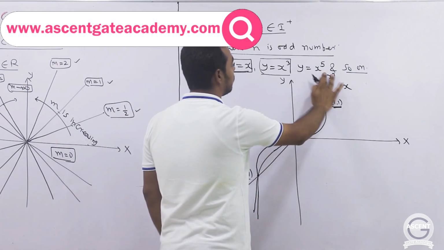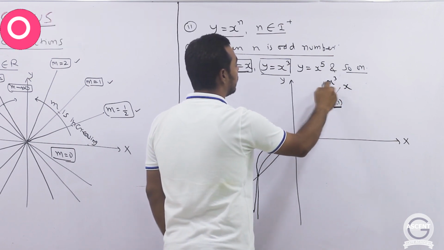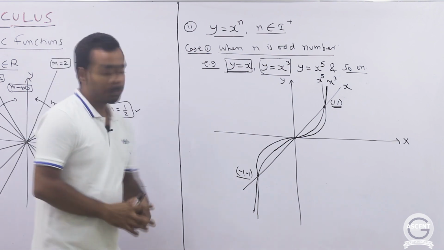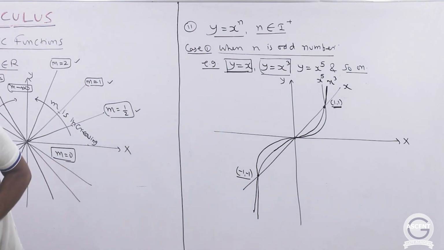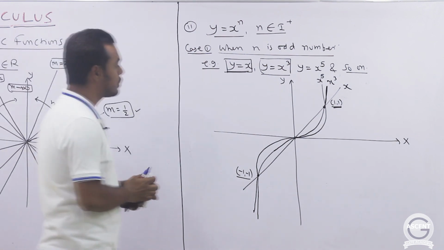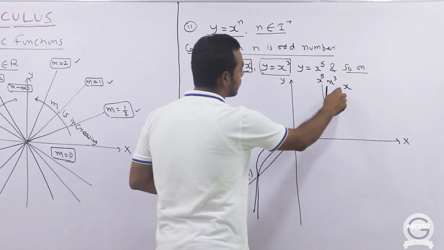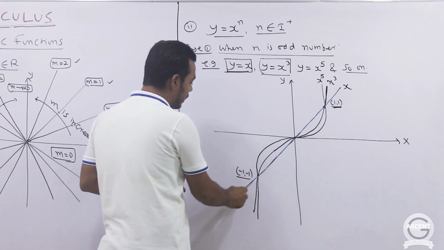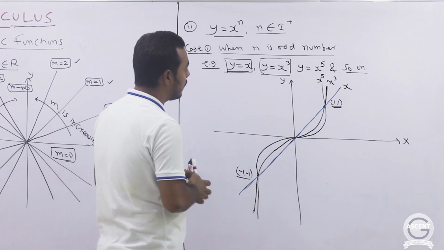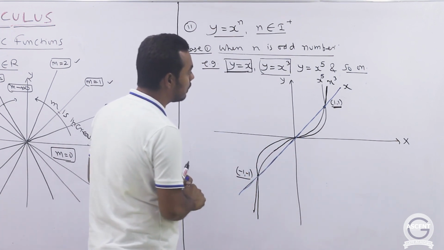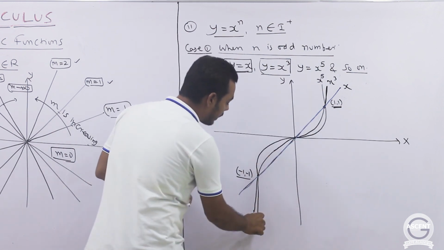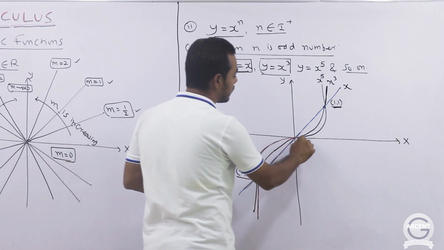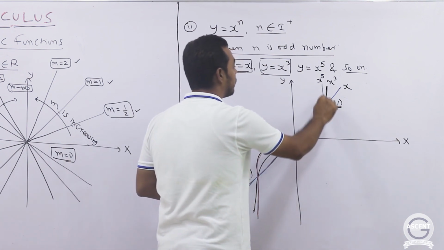This one is the graph of y equals x cube. Then you have the graph of y equals x to the power 5. Let me take different colors to represent these graphs. The first one is our line y equals x, which is represented by this blue straight line. Then we have the graph of x cube, which is drawn in black, and then we have the graph of y equals x to the power 5.